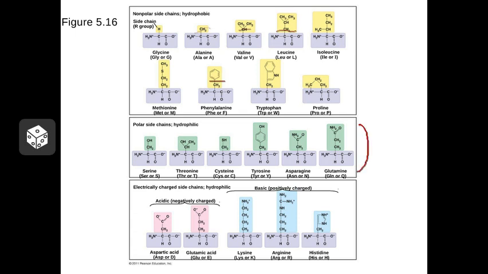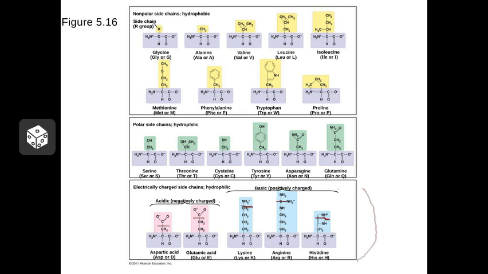Here we have the polar group. Notice that the ends of these end in hydroxyls and things that like to interact with water. They are hydrophilic because water is polar and is hydrophilic. Here we have the acids and bases. Notice that the ones that are classified as acids end in carboxyls, which is an acid. The ones that are classified as bases end in amines, which are basic.